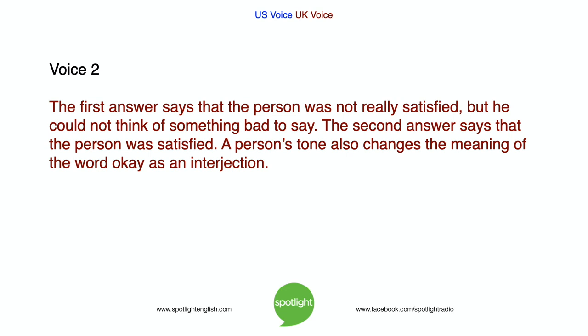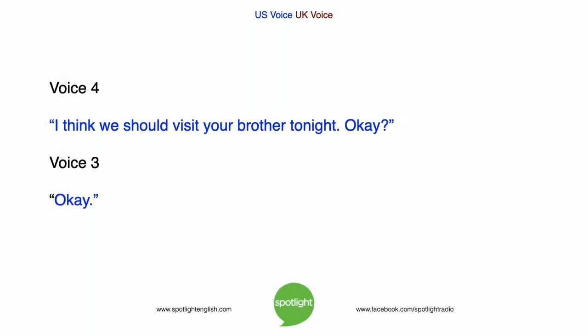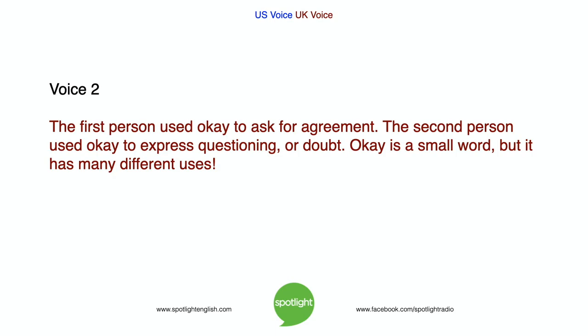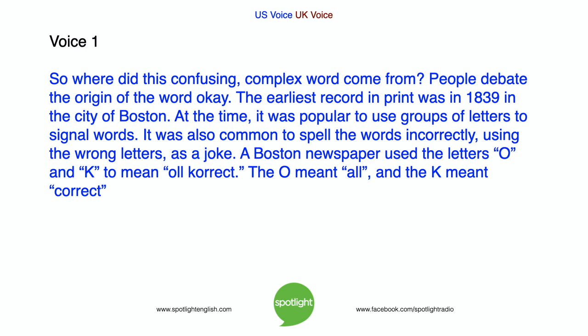A person's tone also changes the meaning of the word okay as an interjection. I think we should visit your brother tonight. Okay? Okay. The first person used okay to ask for agreement. The second person used okay to express questioning or doubt. Okay is a small word, but it has many different uses. So, where did this confusing, complex word come from?